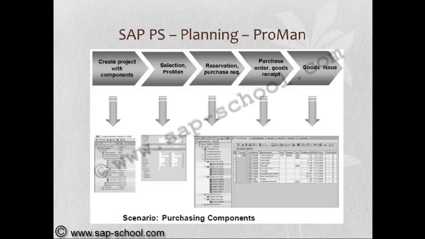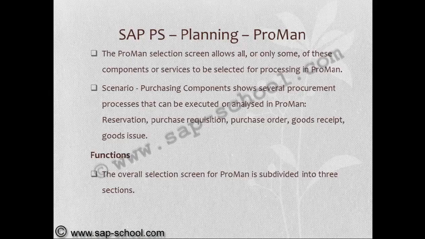And in ProMan, consider the scenario for purchasing components: create a project with components, then selection for ProMan, then reservation and purchase requisition, purchase order, goods receipt, goods issue. The entire stages will be there. The ProMan selection screen allows all or only some of these components or services to be selected for processing in ProMan. The scenario of purchasing components shows several procurement processes that can be executed or analyzed in ProMan, like reservation, purchase requisition, purchase orders, goods receipt, goods issue.